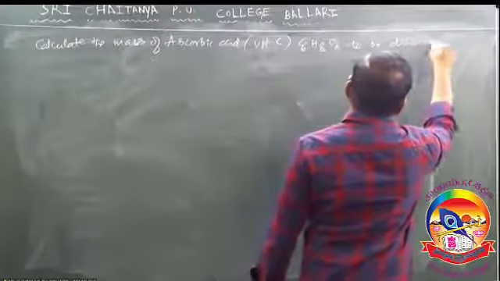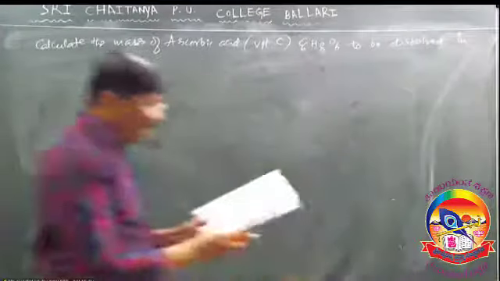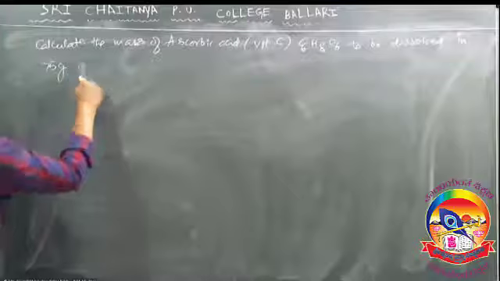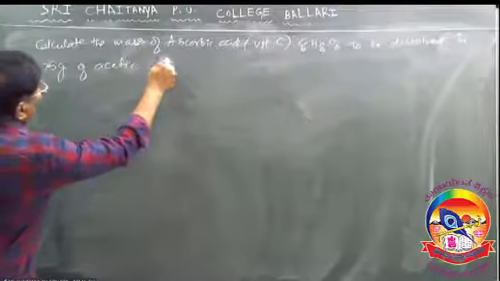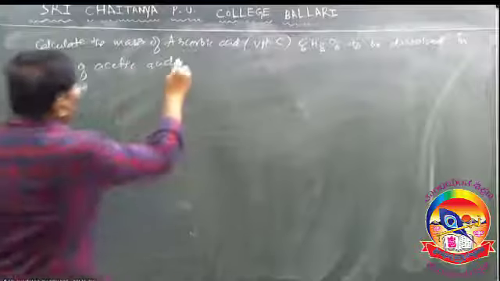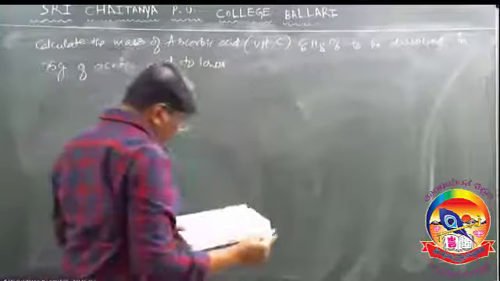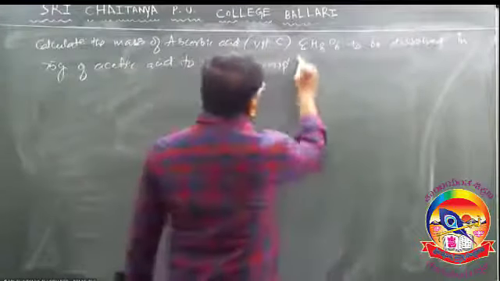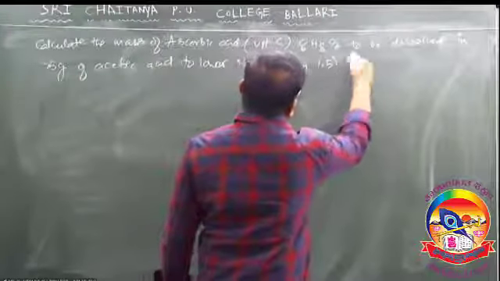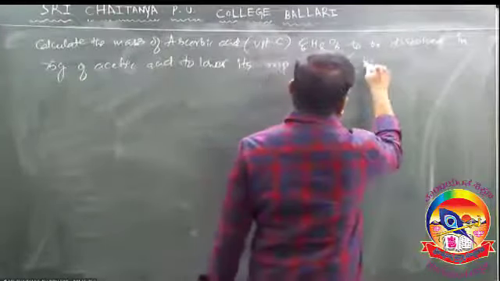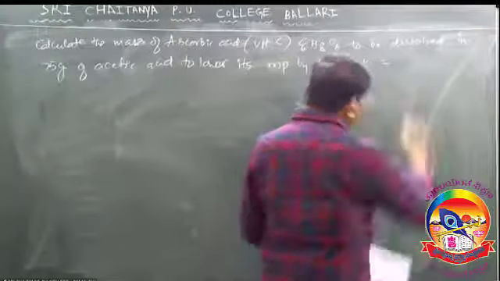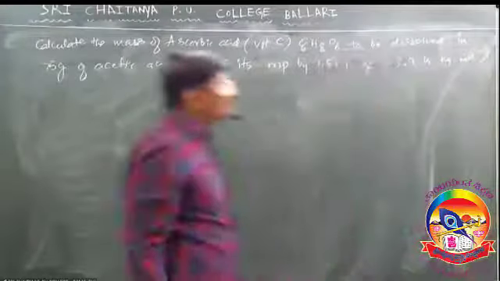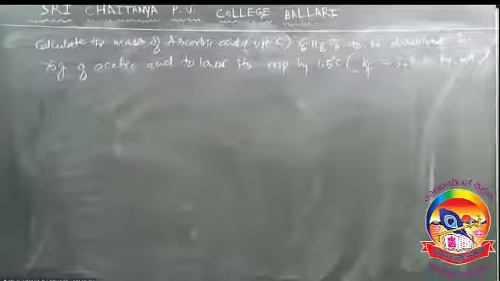To be dissolved in 75 grams of acetic acid to lower its melting point by 1.5 degrees C. Next, Kf value is also given. Kf is 3.9 kg mole inverse. Please remember those.